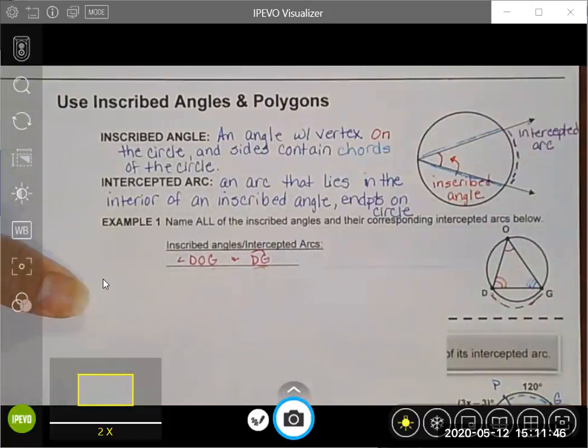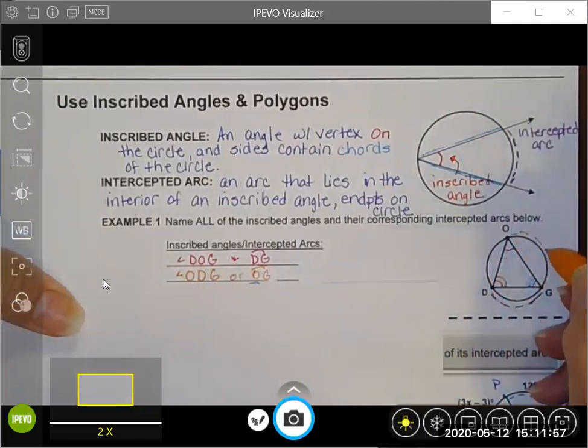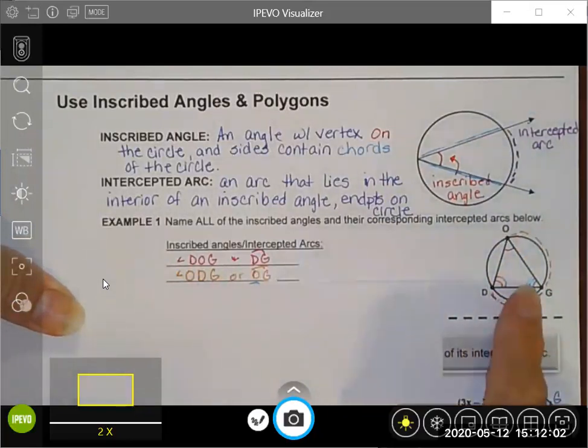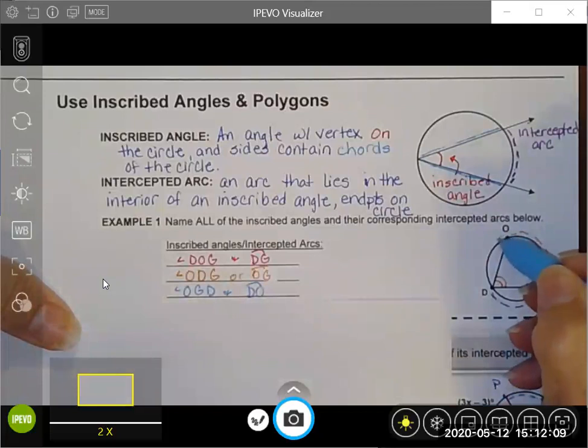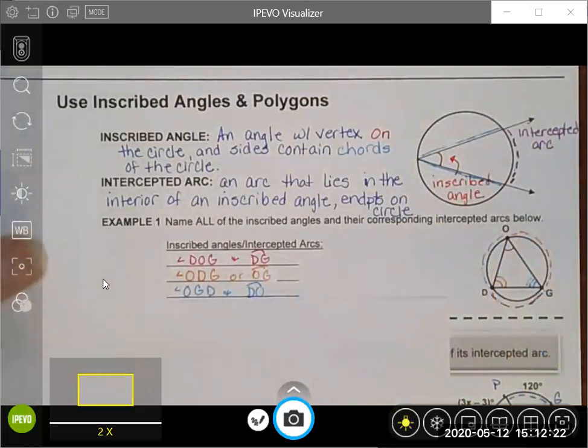Similarly, I can identify the intercepted arc associated with angle ODG, and that would be the arc created by sides DO and DG. And lastly, I can also identify the intercepted arc associated with angle DGO, and that would be the arc DO created by the sides DG and OG. So that's just an example of some intercepted arcs and their inscribed angles.